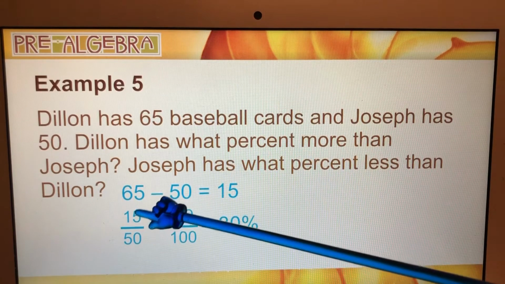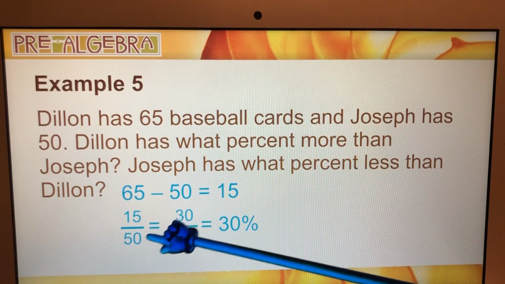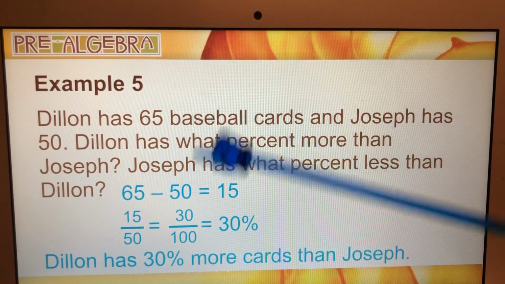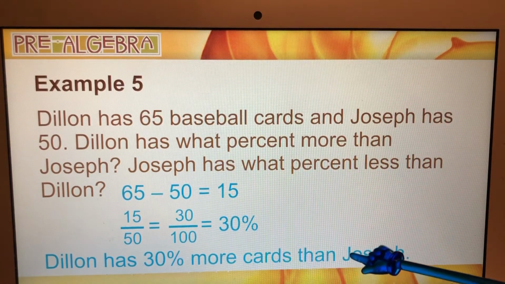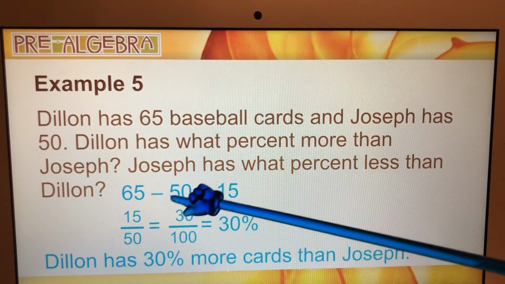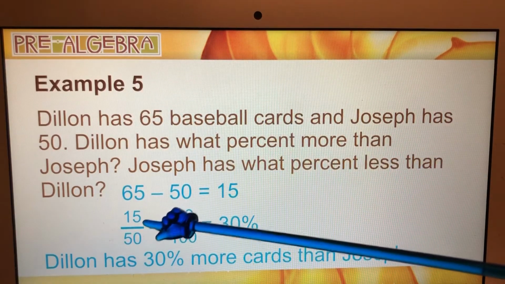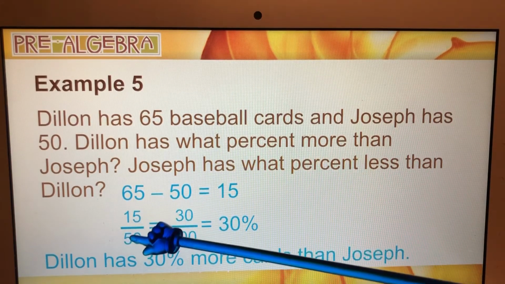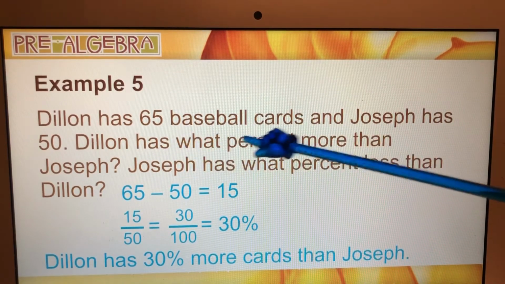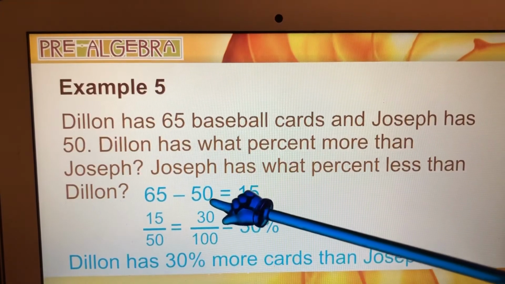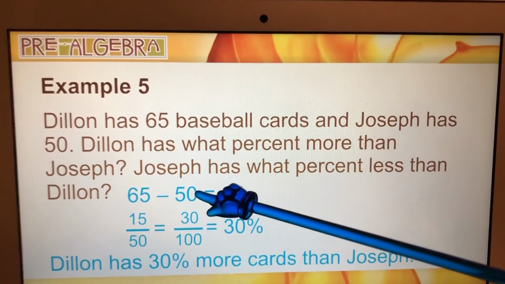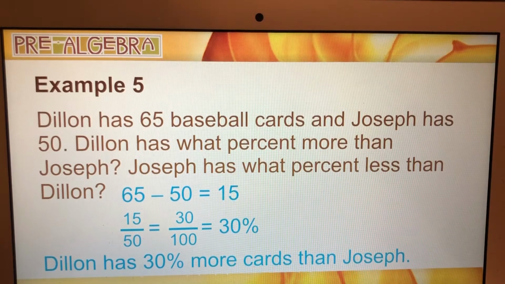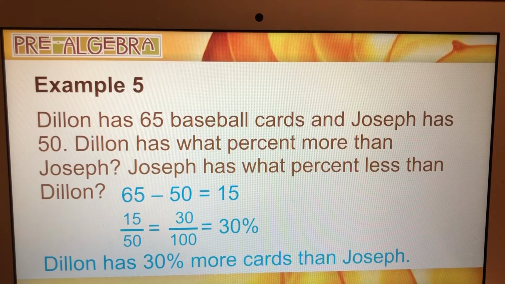So this was the way to convert. 15 over 50, I can easily multiply top and bottom by 2, and that'll give me 30%. Dylan has 30% more cards than Joseph. So don't get too confused here, okay? You've got Dylan and Joseph. You subtract the two amounts, and 15 is the amount of change. I'm going to put that over Joseph's 50 cards, the amount that Joseph has. That's why it's 15 over 50. And then we get 30% more cards than Joseph.